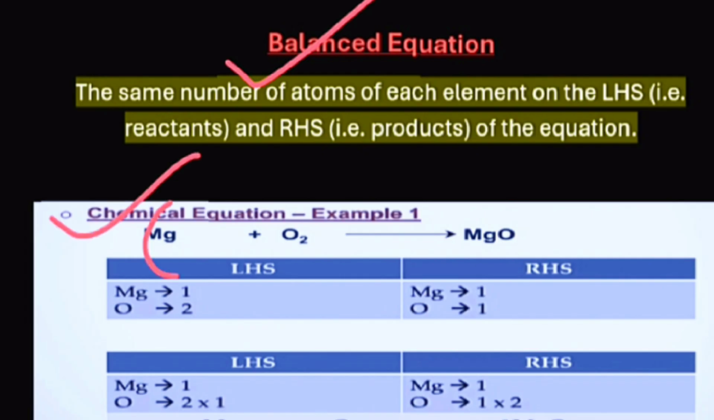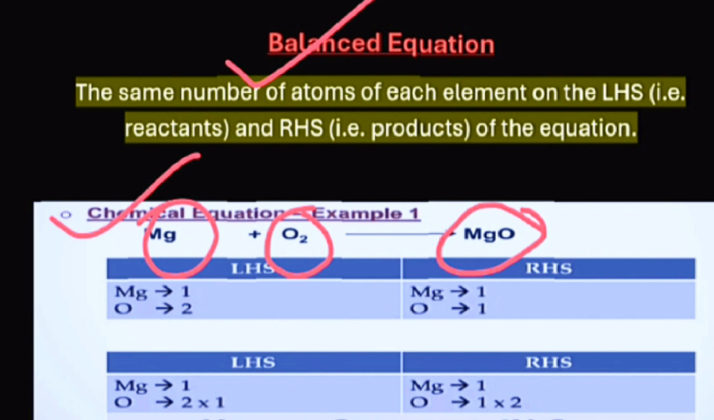This is magnesium, which is 1 on the left hand side, and oxygen, there are 2 atoms. So we need to count the atoms, not the molecule here. Let's check on the right side. There is only 1 magnesium and 1 oxygen. So the magnesium number is the same, but the oxygen number is not the same.